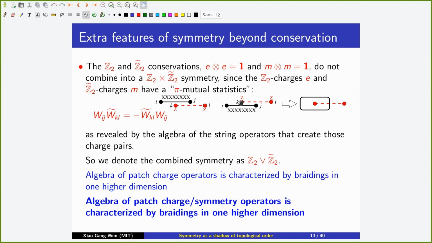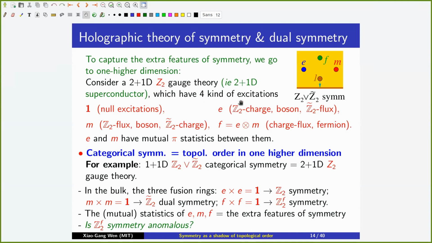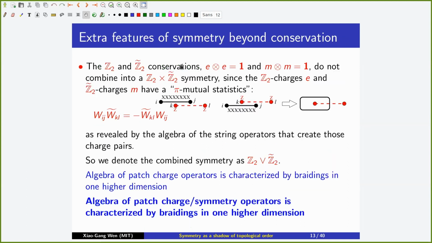Therefore, to understand these two symmetries together, we should also capture this actual feature. One way to do this systematically is to go to the holographic theory, that is, go to one higher dimension. Because in one dimension, we do not have braiding, so mutual statistics is hard to define. But in one higher dimension, in two dimensions, we can braid, so this mutual statistics makes more sense.